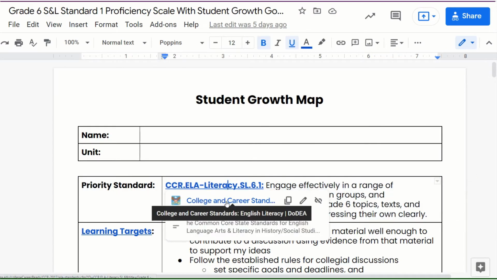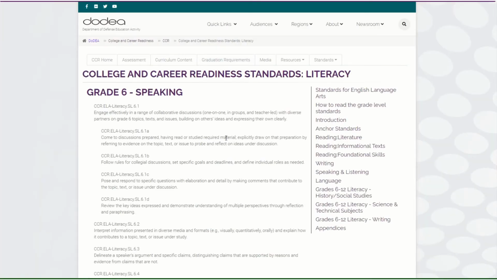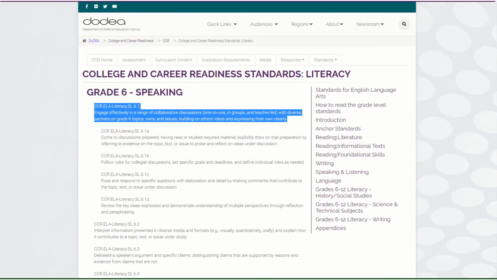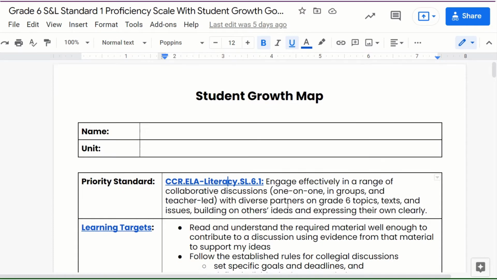And in order to get this standard, I went to DoDEA's College and Career Ready Standards website. And really all I did was I went in and I copied the standard. Then I went back into our document and I pasted it in, did a little bit of formatting, and then I just added a link back to the standard site. Now this standard is an exception because it is broken down into substandards that create their own learning targets. So the list is longer than it might be with another standard.